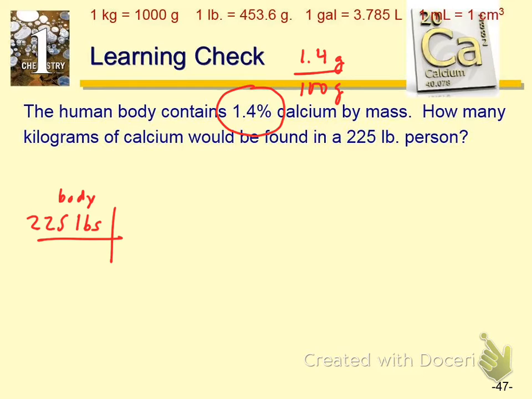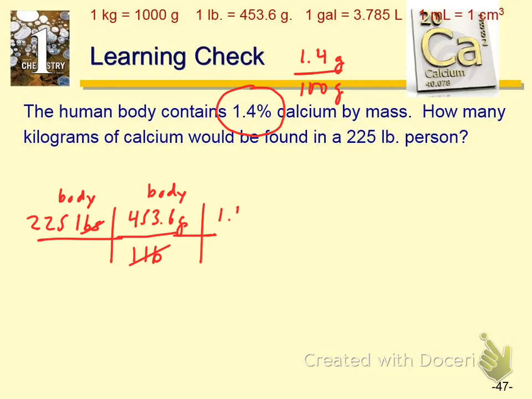453.6 grams over a pound. Okay, so one approach would be to change pounds right away into grams, okay? So we know that 1 pound is equal to 453.6 grams, okay? Still body. This is body mass, okay? What's going to come next? So this is body, and now we can use our percentage, yes?